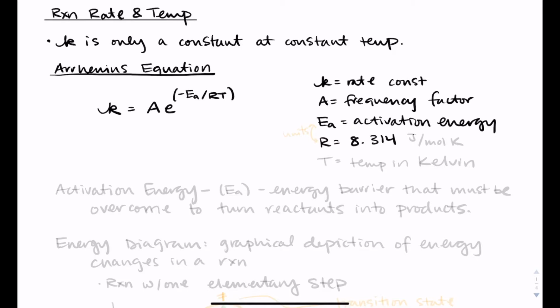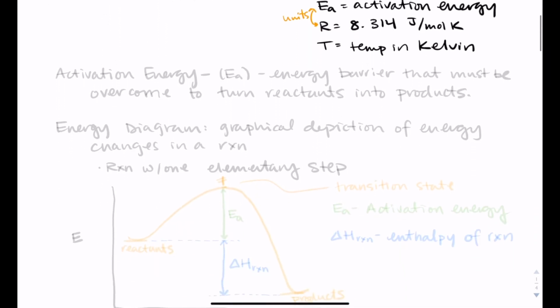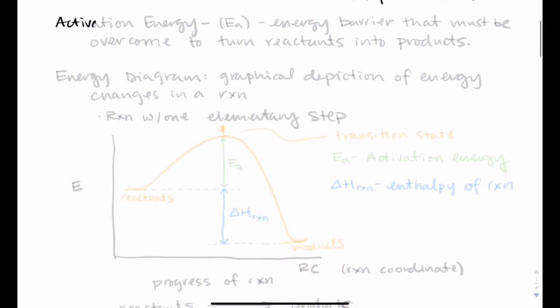R is the gas constant, but now it's the 8.314 version because we need something that will cancel units, which, by the way, remember that this is in joules per mole Kelvin. So when you get an activation energy out of this, it's going to be in joules. And if you're putting an activation energy in, it has to be in joules or you have to convert R to kilojoules. And then T is the temperature in Kelvin.